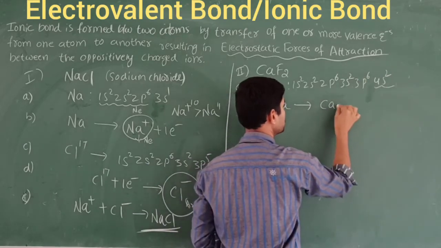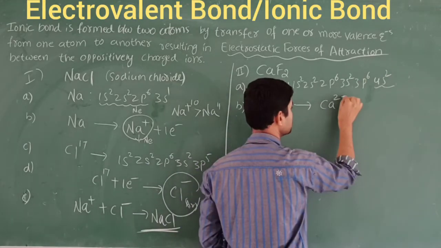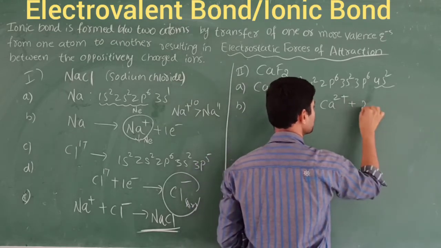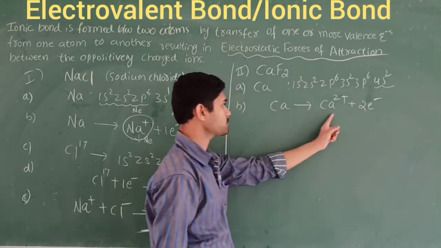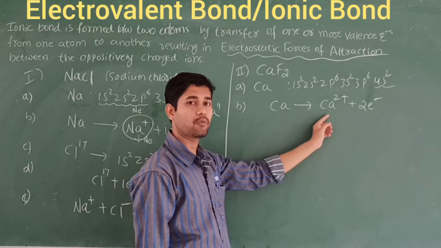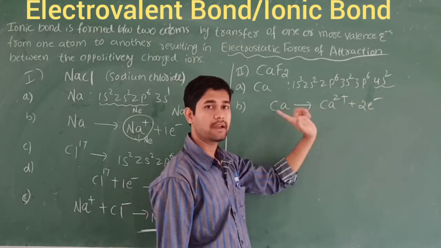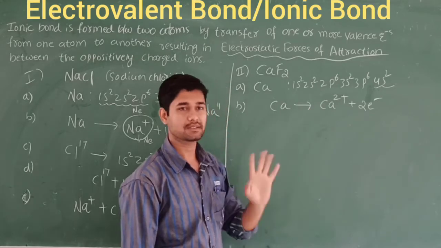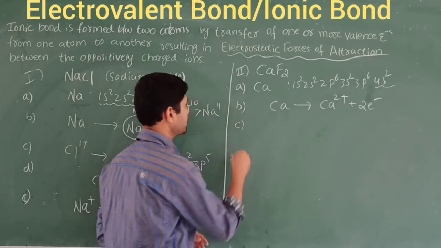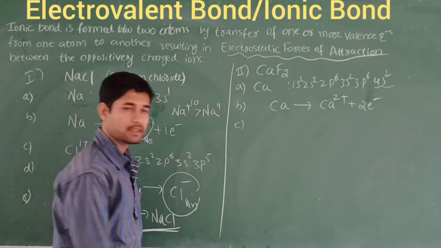Now it becomes dipositive, Ca2+ plus 2 electrons. Now Ca2+ means it has attained the noble gas configuration. So count this: after losing 2 electrons, it becomes 18 electrons. 18 means argon, and argon means stable. So next we should take the electronic configuration of fluorine.